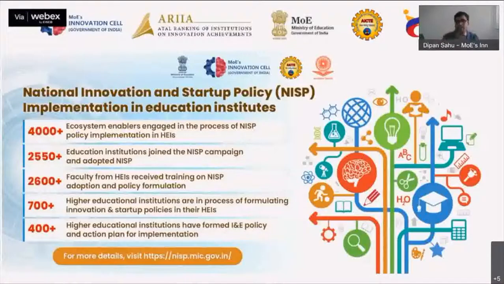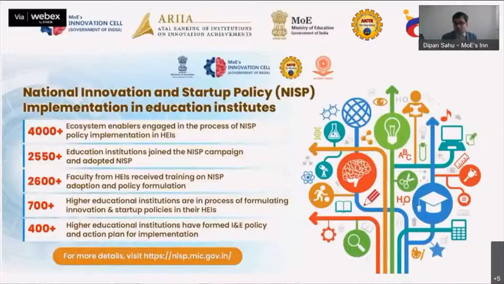While preparing these kinds of action documents at the institutes, we have created a pool of more than 4,000 faculty entrepreneurs, faculties, NISP coordinators, and 2,500 plus educational institutions have already adopted this policy, and 700 plus institutions have developed the policy documents, or they have already set up the committee to design and formulate these kinds of policies for their institute, and 400 plus institutions have already formulated them. They are in the process of implementing these policies.